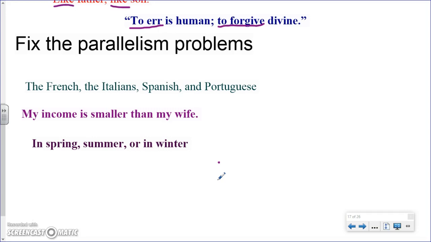Again, the 5 forms here and then parallelism is what we focused on today. Tomorrow we will finish out syntax.